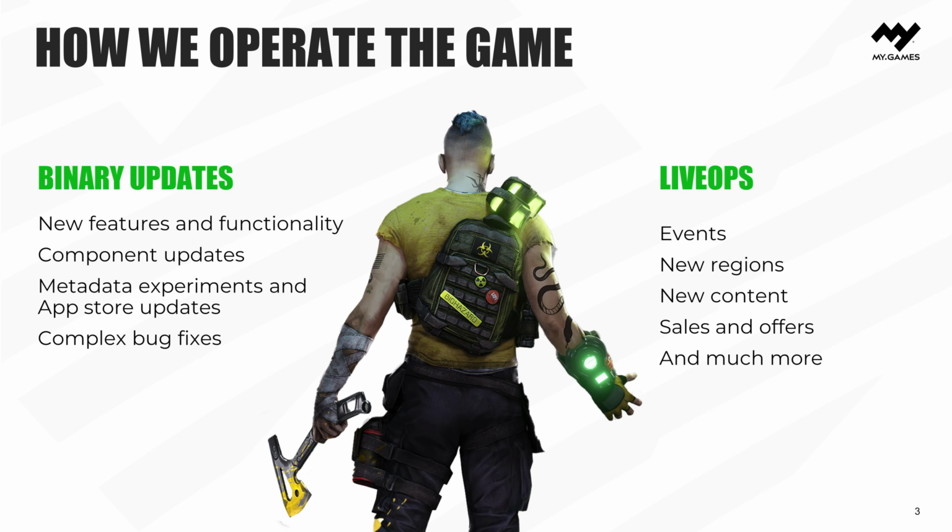So our operational work on Left to Survive, here you can see one of our beautiful arts. Our work is divided into two parts. We have our binary updates, which usually include new features or functionality, complex bug fixes, or some store-specific changes you might already know. For example, you can only change metadata in App Store with a binary update.